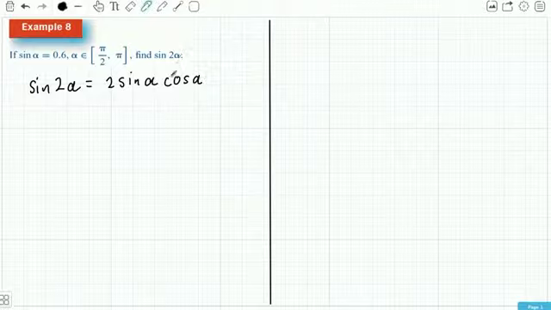Okay, now alpha is our angle, 2 alpha is our angle here, and alpha is the angle that you can see here and here. So you can see already you have sine of alpha, but you're going to need cos of alpha as well because we don't have that one.